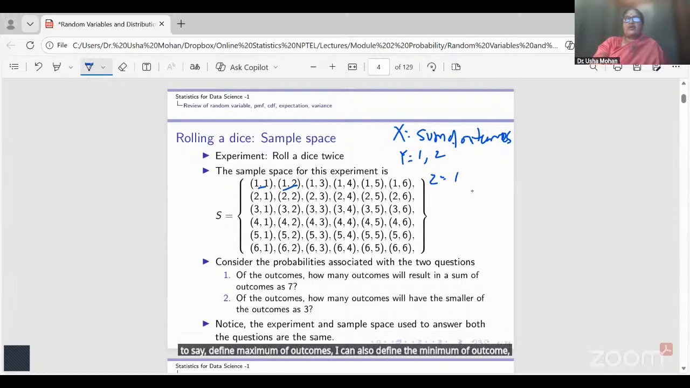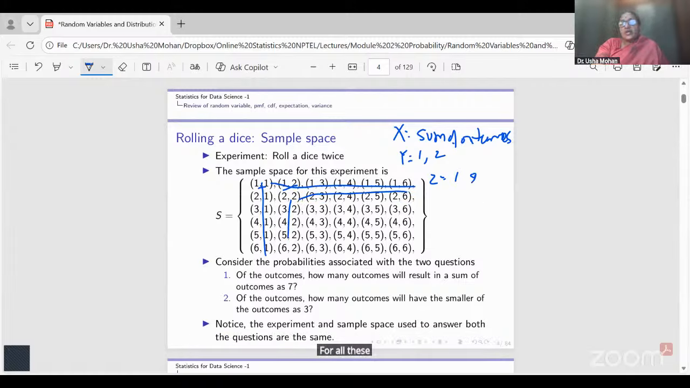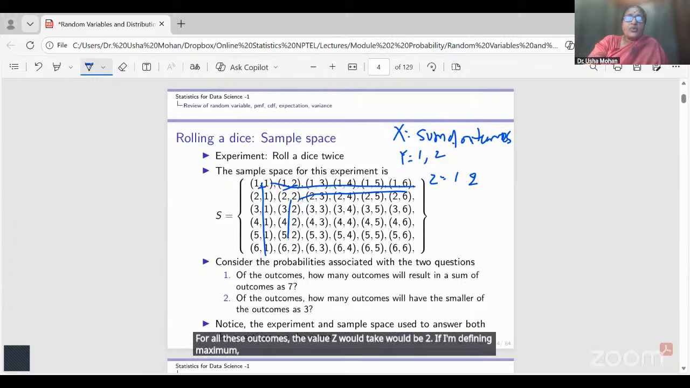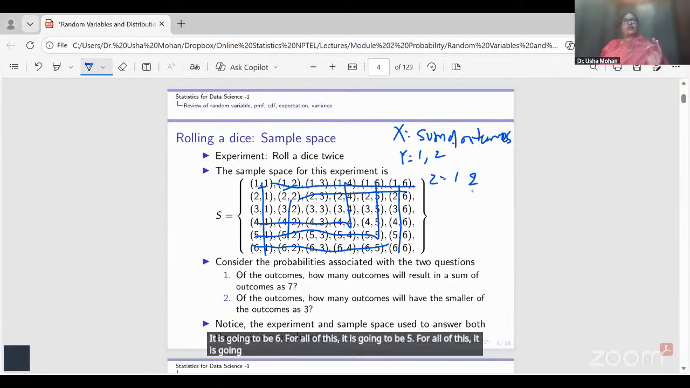Again, for 1, 1, it would be 1. 1, 2 is going to be 1. 1, 3 is going to be 1. So for all these outcomes, the value z would take would be 1. For all these outcomes, the value z would take would be 2. If I'm defining maximum, you know that for all these outcomes, it is going to be 6. For all of this, it is going to be 5. For all of this, it is going to be 4.